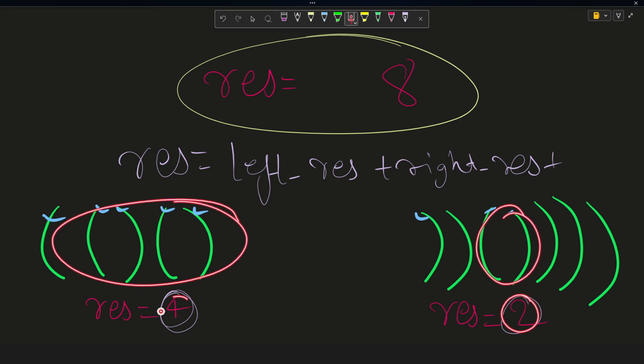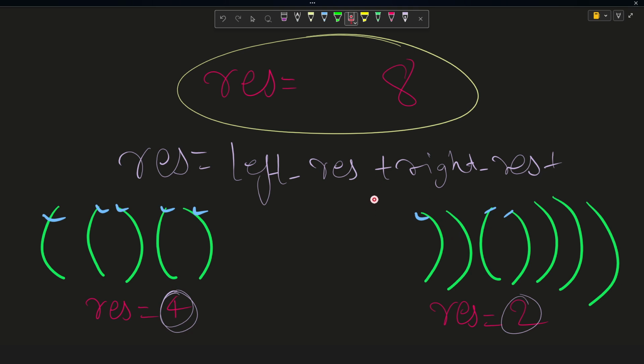So 2 from here and 4 from here. But what extra did we get? We got an extra quantity of 2. But where did we get this 2 from? We got these 2 when these 2 brackets formed a pair, right? So these 2 new brackets contributed to a new pair, and thus a plus 2 has been added, and thus our answer increased from 6 to 8 like this.